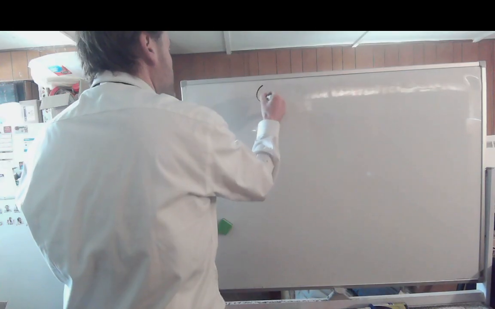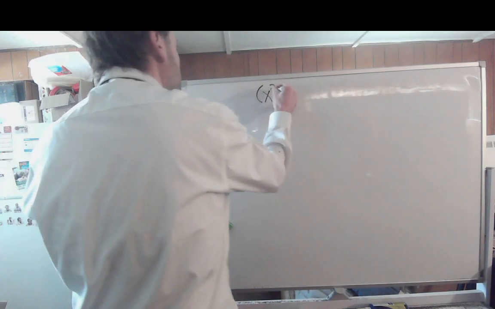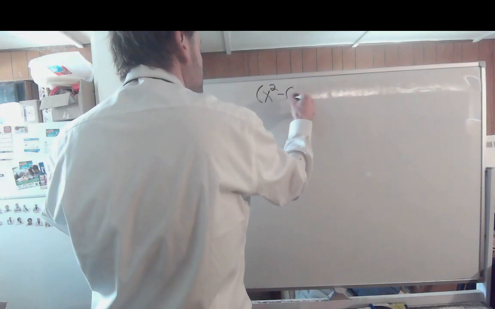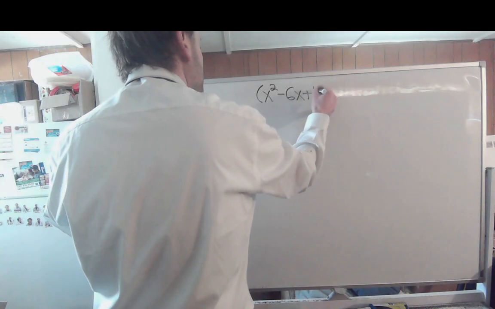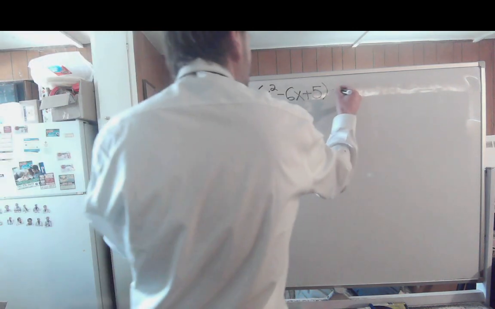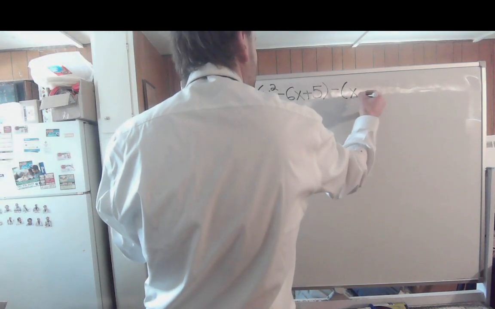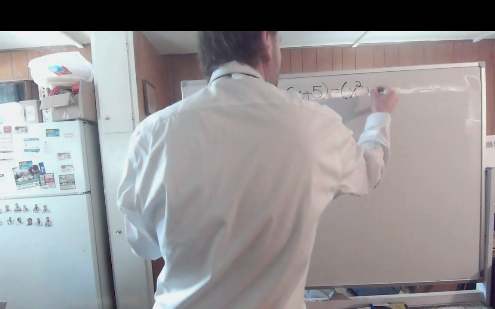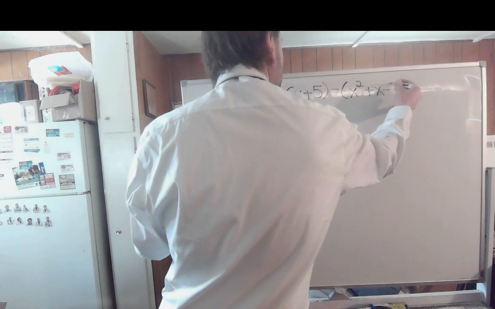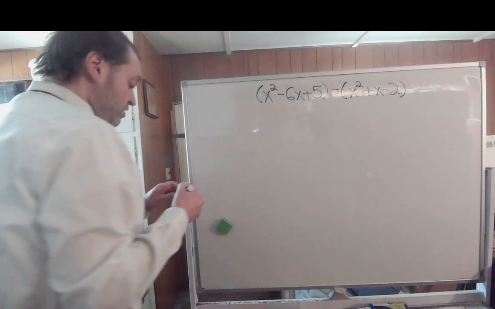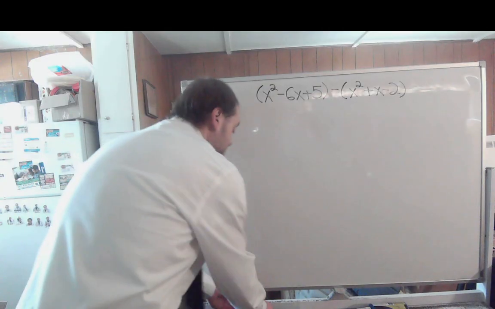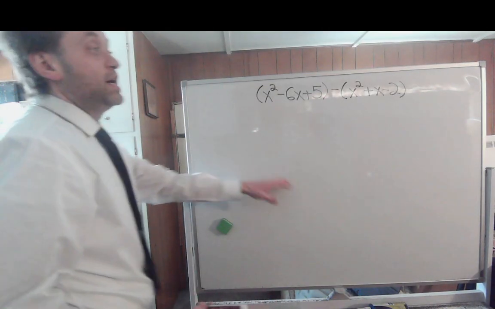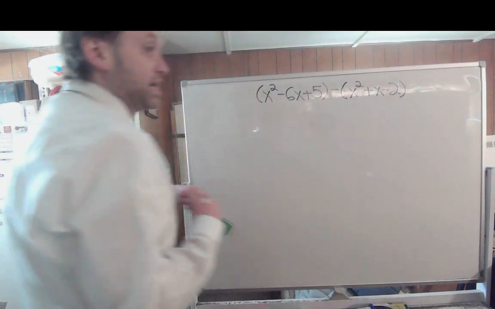Let's see, x squared minus 6x plus 5, that quantity, minus the quantity of x squared plus x minus 2. So we have the quantity of x squared minus 6x plus 5 minus the quantity of x squared plus x minus 2.